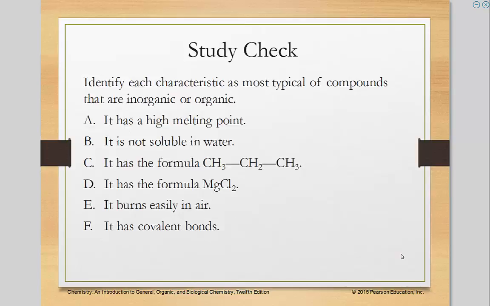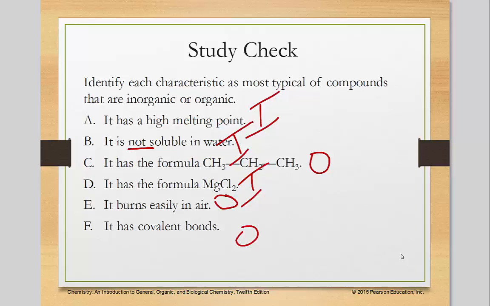So let's go through and see what we can remember. Which is inorganic and which is organic? It has a high melting point, that would be inorganic. It's not soluble in water, that means it's organic. Has the formula CH3CH2CH3, those are all carbons and hydrogens, that would be organic. Formula of MgCl2, there are no carbons or hydrogens here, that's inorganic. Burns easily in air, that's organic. And has covalent bonding. They both have covalent bonding, but organic is typically made almost exclusively of it.